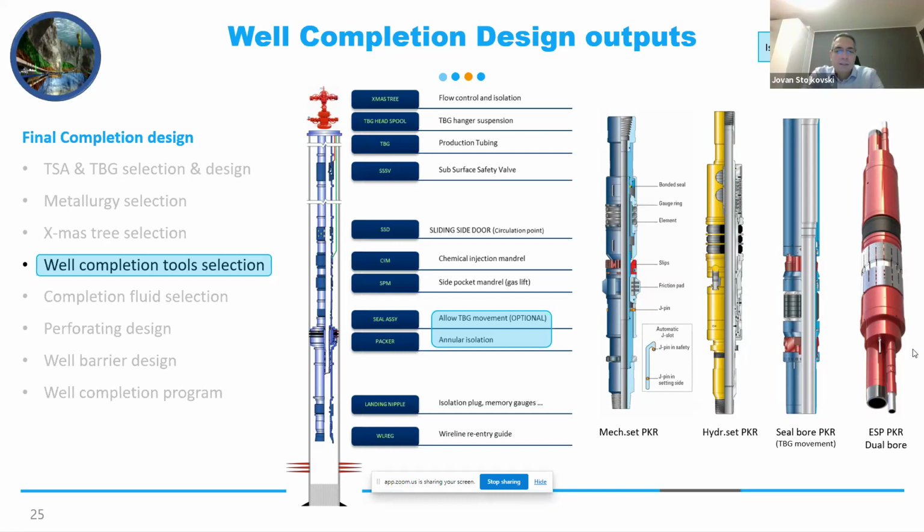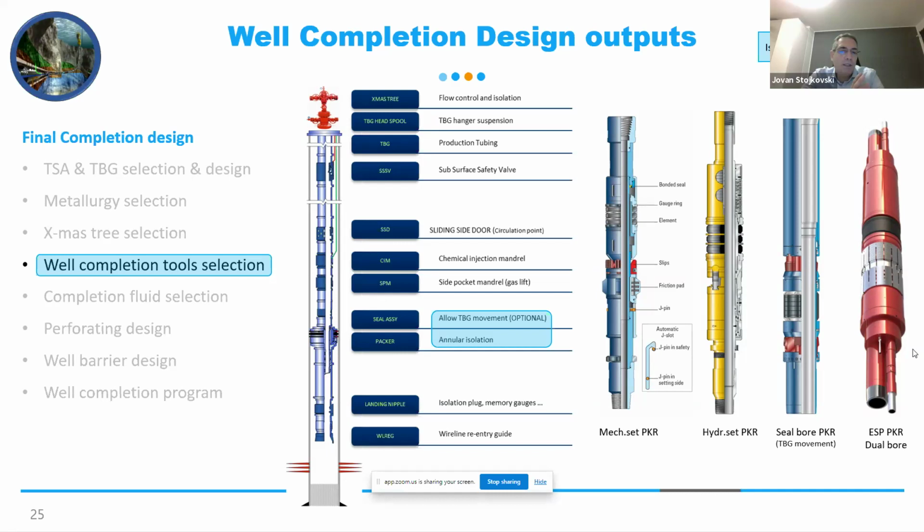In this case, there are different packers on the market. I divide them here basically into the mechanical packer, which we can set by rotating the tubing and slacking off on the packer, or by pulling the packer up, which will set the slips and the rubber elements that isolate our reservoir from the rest of the production casing. Or we can use a hydraulic set packer, tubing connected.